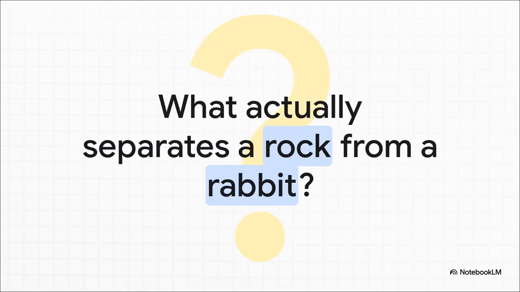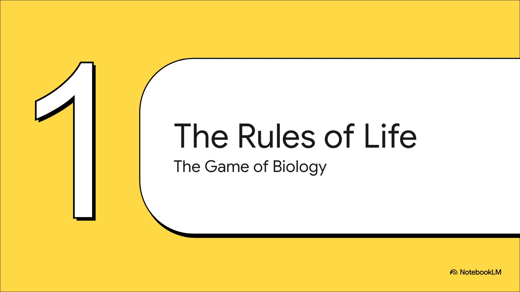So, let's start with a really simple question. What's the real difference between a rock and a rabbit? I mean, it sounds kind of obvious, right? But the answer goes way deeper than just one being furry and the other not. It's all about a specific checklist, a set of characteristics that every living thing shares, which separates it from the non-living world. And that brings us to our first big idea, the rules of life.